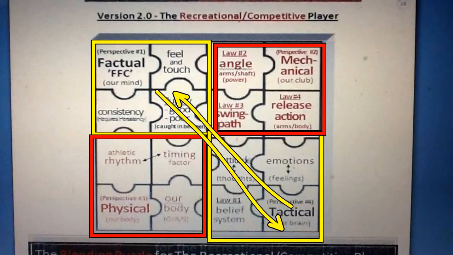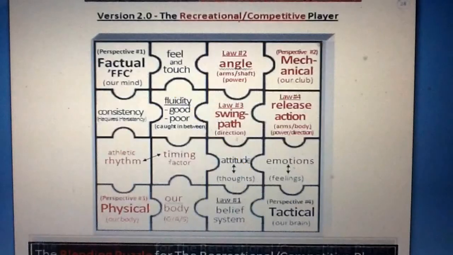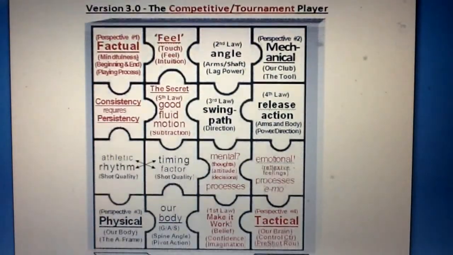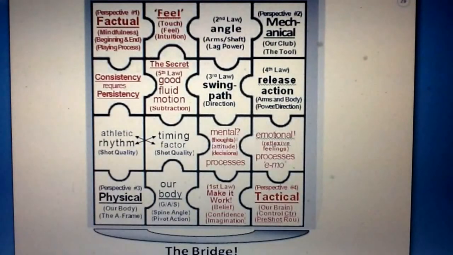that we take everything that we've been working on while on the what axis and put it into play when we actually head to the golf course. And this is what the third version of the puzzle, the completed version of the puzzle, if you will, becomes what we call the tournament level player.